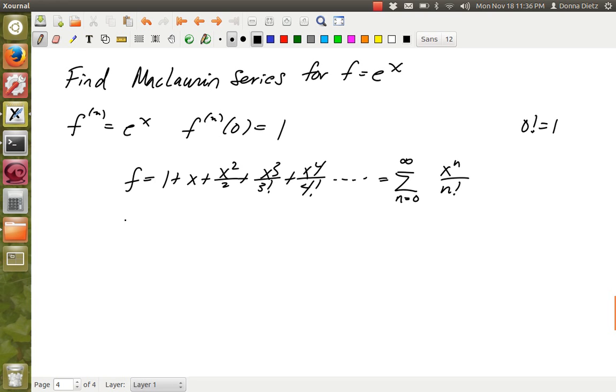And e is equal to f of 1. And then you get this nice little expansion for e. You should know that. All right, and that's pretty straightforward.